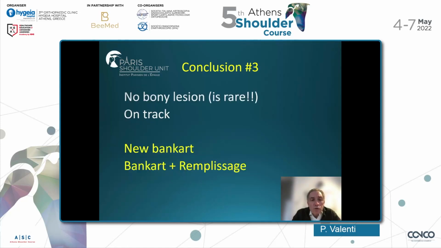The last conclusion is that if you have no bony lesion, but it's very rare, in my experience maybe 10% or 15%, you have an on-track lesion. I try to do a new Bankart by arthroscopy, or a new Bankart with posterior superior plissage, but we know that soft tissue repair with long follow-up carries a risk of recurrence. It's the reason why my indication is maybe less than 10% for soft tissue procedures in failed anterior instability.